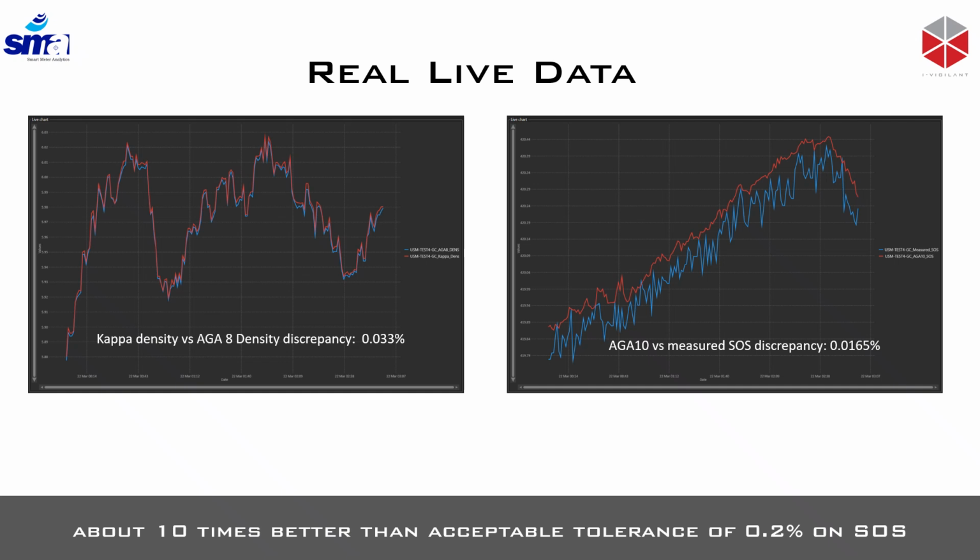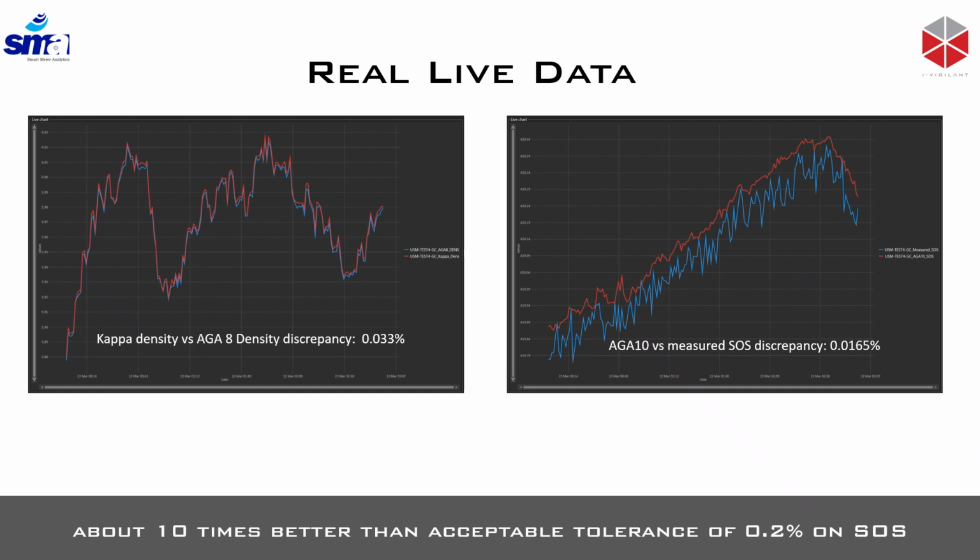We've actually been performing a trial for the ultrasonic meter CPM, which is also based on the SMA. Using this, we can see a comparison between kappa density and AGA-8 density. It has a discrepancy of 0.033%, which is very, very good. And in comparison, for the speed of sound discrepancy between AGA-10 and the measured speed of sound, we got a discrepancy of only 0.0165%.